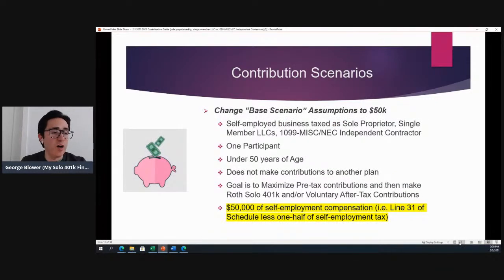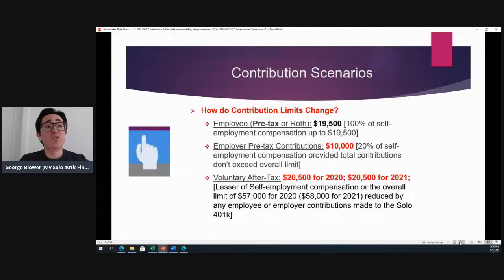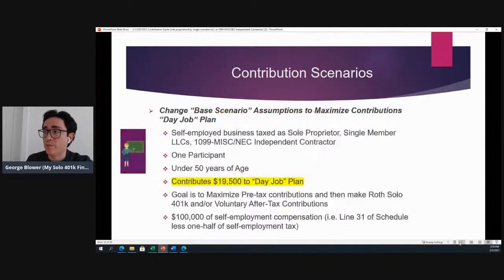Now let's change it from $100,000 of self-employment compensation to $50,000. Same scenario, they can still do 100% up to $19,500 as a pre-tax employee contribution. Now they get to do $10,000 because their self-employment compensation went down. They could do 20% of that, i.e. $10,000, as an employer pre-tax contribution, and then they could do the difference up to $50,000, right? Because it's the lesser of self-employment compensation or the overall limit. So it's the same for 20 and 21. The difference is still going to be $20,500 as an after-tax contribution, which they could then transfer over to their Roth solo 401k.